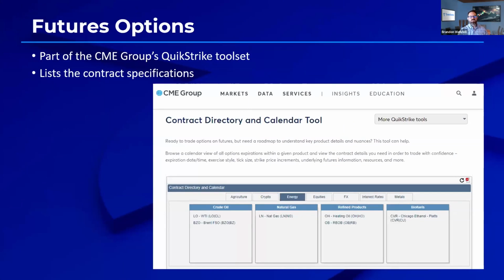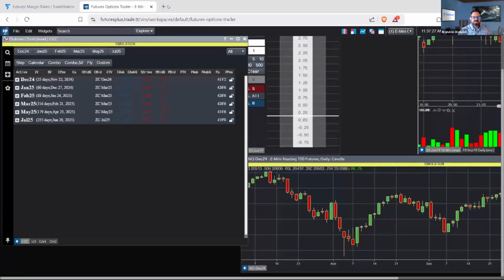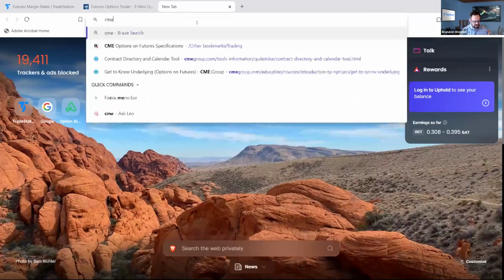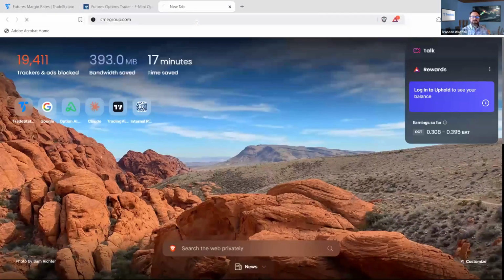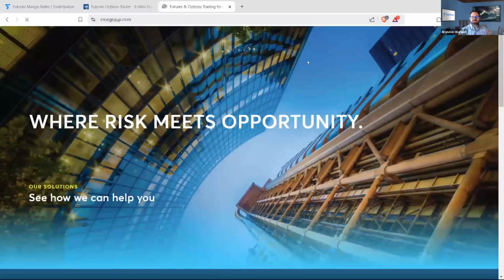the contract directory and calendar tool. And this is something by the CME Group. And I think I forgot to link this, didn't I? Yeah. All right. It's not hard to find. If you go to the CME website or even just do a search, CME Group, you can search on their website as well.